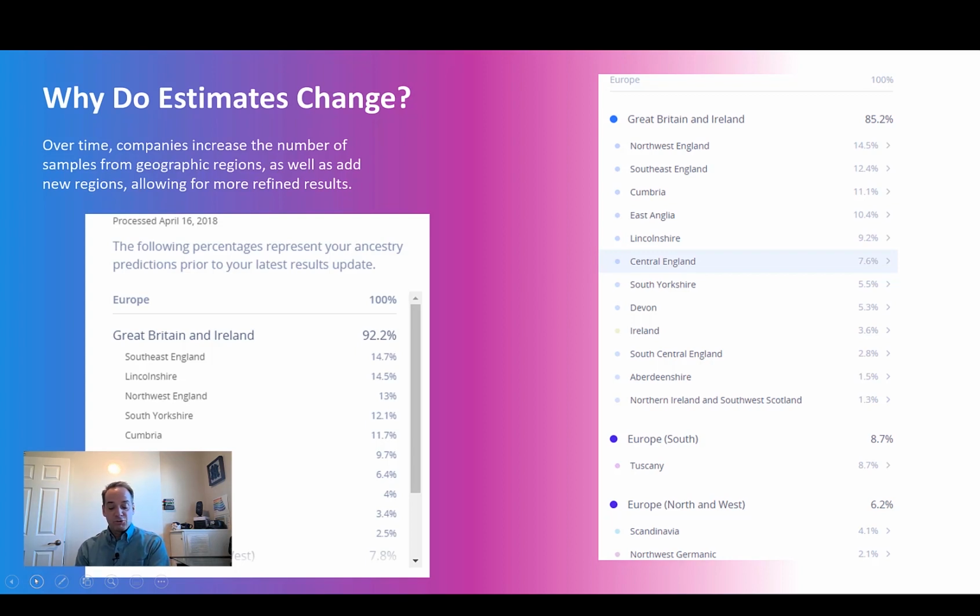On your screen, you will see my test results from Living DNA. On the left are my results from April of 2018. On the right, you see the more refined results from February of 2020. And these refinements are normal and will continue to happen. So I went from 92.2% Great Britain and Ireland to 85.2%, but my results got more specific as you look through there. I now see some Southern Europe, Tuscany, which I didn't see before, and I'm more represented in Scandinavia, where I wasn't as heavily represented in 2018. So that's what's happening when your estimates change, and you should expect that they will continue to change.